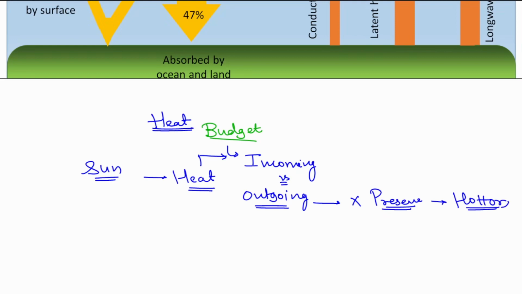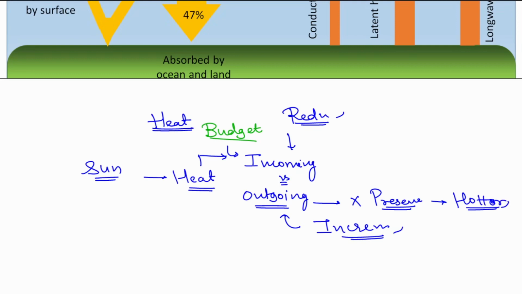So there are only two ways to cool our planet. One is to reduce the incoming heat, or to increase the outgoing heat, because we would not want our planet to get too hot.